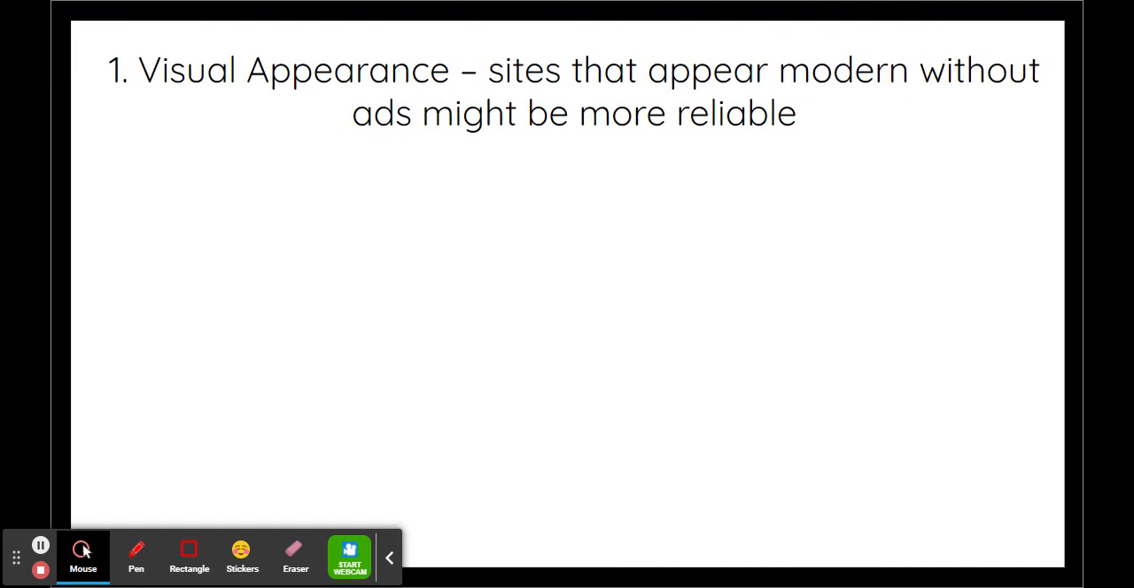So, the first thing you want to look for is visual appearance. Some sites that appear modern without ads may be more reliable. So make sure that the website that you're getting your information from doesn't have a ton of ads on it, because when they do, it may not be the most trusted site.